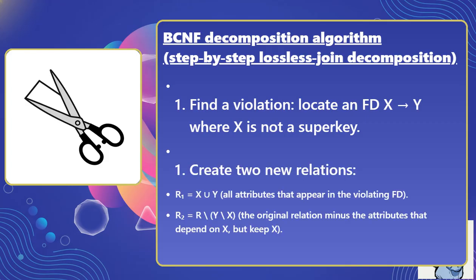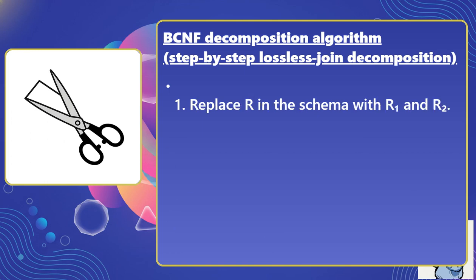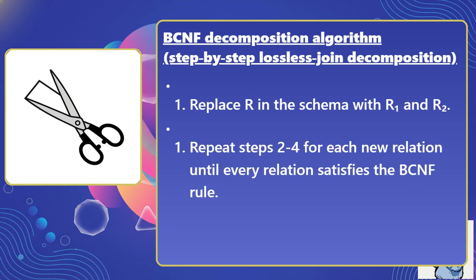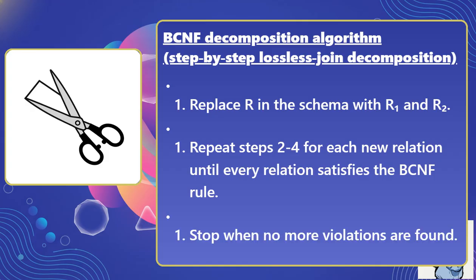3. Create two new relations. R1 equals X union Y, all attributes that appear in the violating functional dependency. R2 equals R minus Y minus X, the original relation minus the attributes that depend on X but keep X. 4. Replace R in the schema with R1 and R2. 5. Repeat steps 2 through 4 for each new relation, until every relation satisfies the BCNF rule. 6. Stop when no more violations are found.